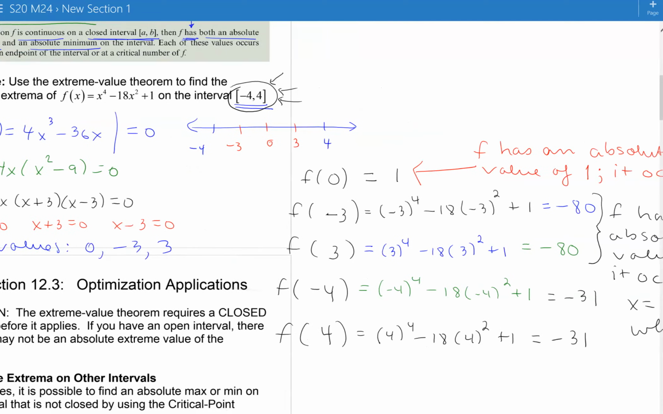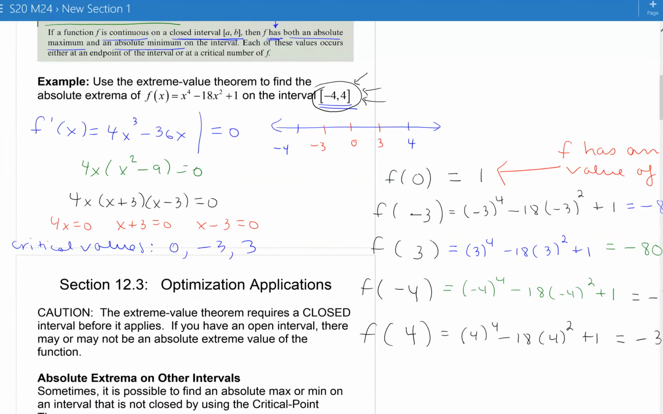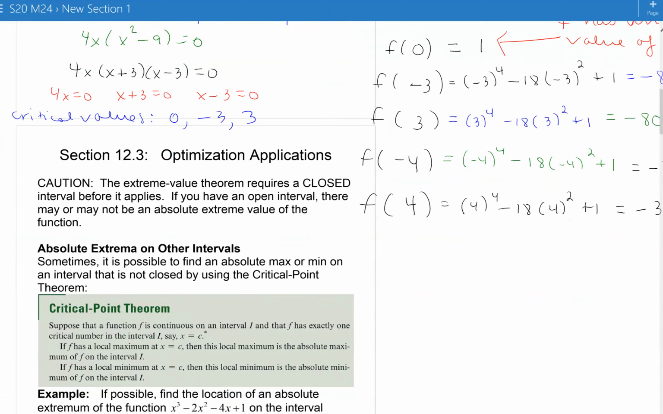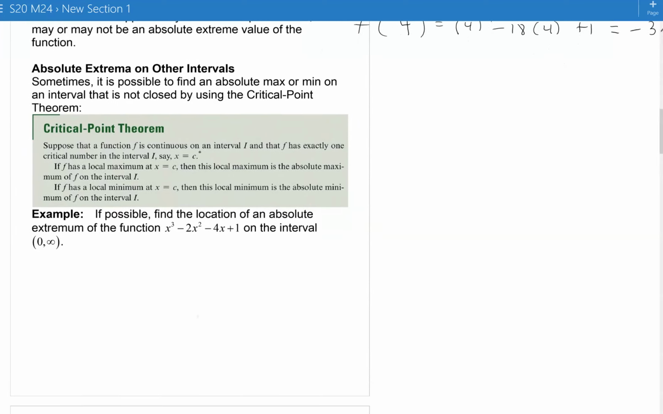Calculate the function's value at each of those points. Look for the biggest number, that's your absolute max. Look for the smallest number, that's your absolute min. Okay, so that's if you're on a closed interval. So that's a requirement for the extreme value theorem. If you have an open interval, there may or may not be absolute extreme values of the function. So that's what this next example is going to illustrate.